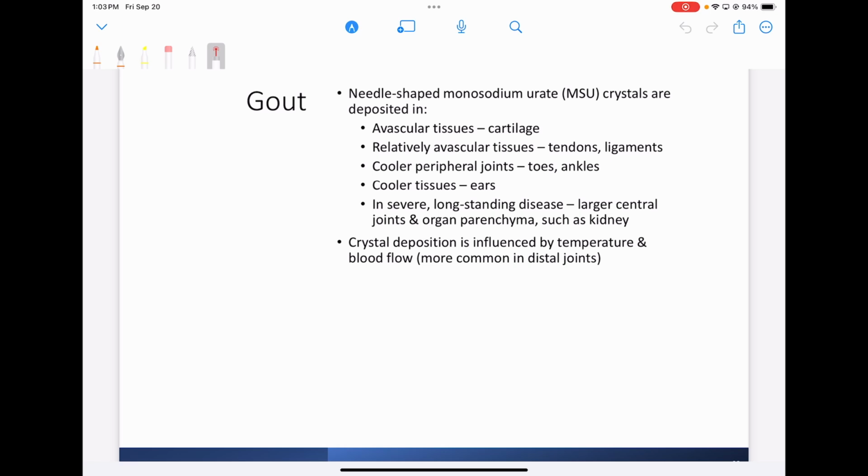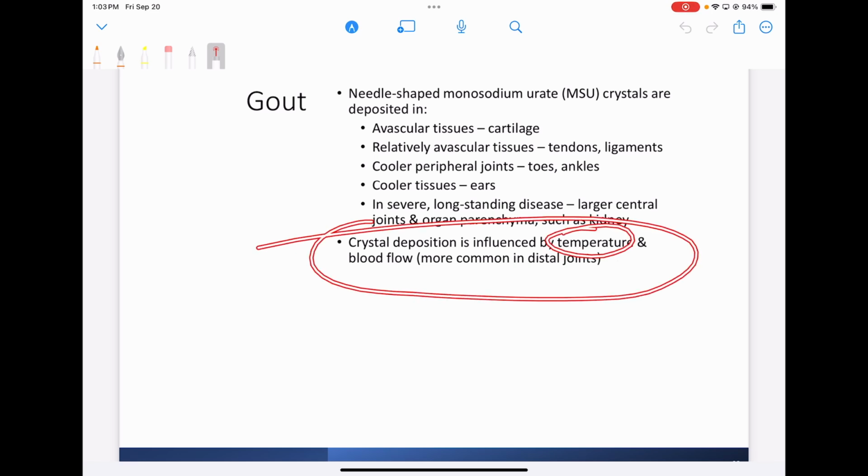It can go in the ears. I'll show you some pictures of the ear involvement. In long-standing severe gout, you start getting into some other tissues and causing some problems. So deposition is determined by temperature and blood flow.